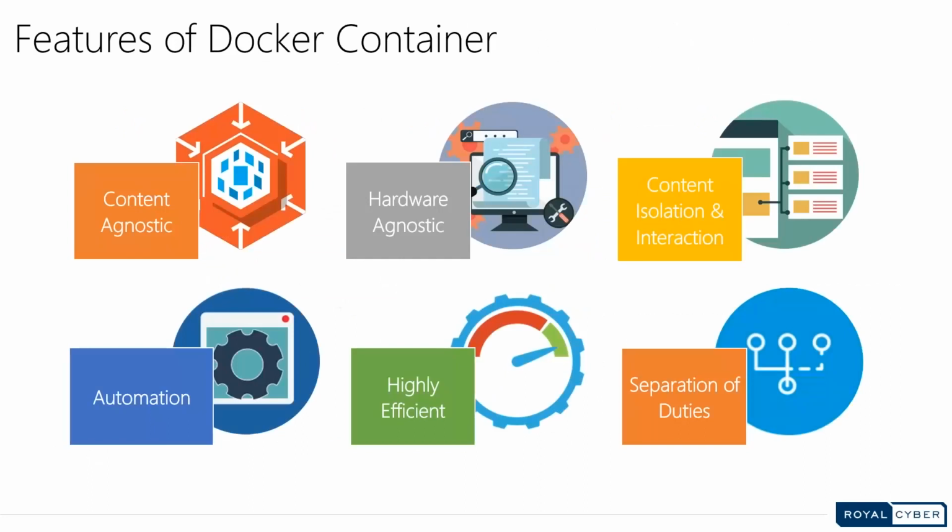Let's quickly look at some features of Docker containers. Docker containers are content agnostic: every dependency and payload is encapsulated within a single component, so there's no problem moving from one component to another. They are hardware agnostic as well. They don't take much of the system or memory resources or CPU footprint, and they work much faster than a VM. For content isolation and interaction, when you package one component into a Docker image, you can implement various applications enclosed in Docker containers, and different containers can be hosted on a single machine and will work independently.